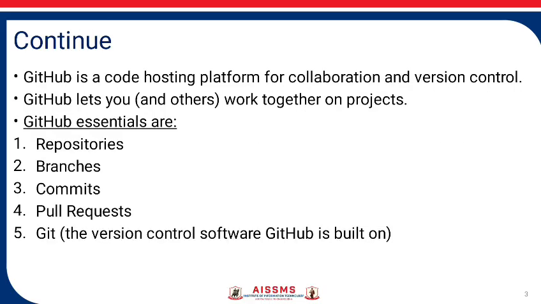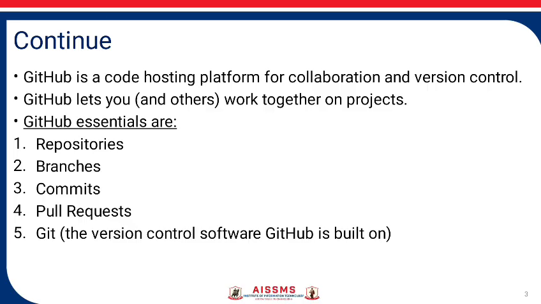GitHub as a collaboration platform. GitHub allows multiple developers to work together on the same project. It helps teams track changes in code, collaborate efficiently, manage project versions, and avoid conflict. GitHub is built on Git, which is the underlying version control system.